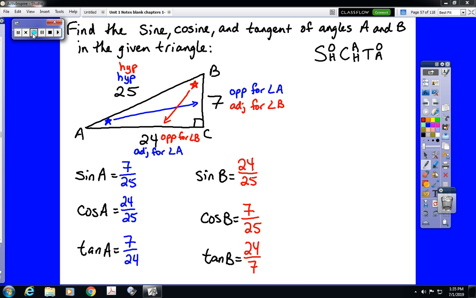Notice how the sine of angle A is the same as the cosine of angle B, that the cosine of angle A is the same as the sine of angle B, and that the tangents are, in fact, reciprocals of each other. There is a reason for this, and we're going to discuss that in this video.